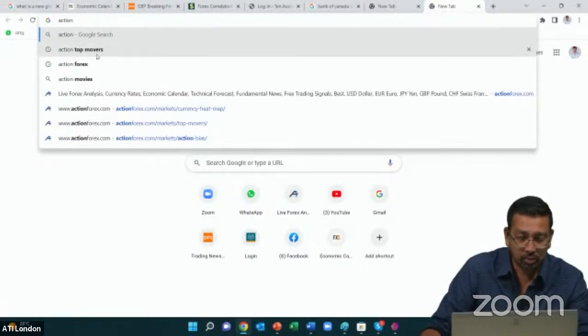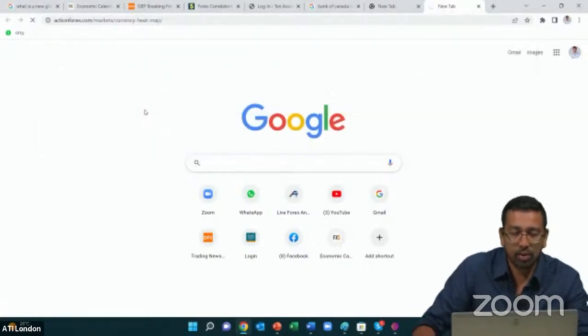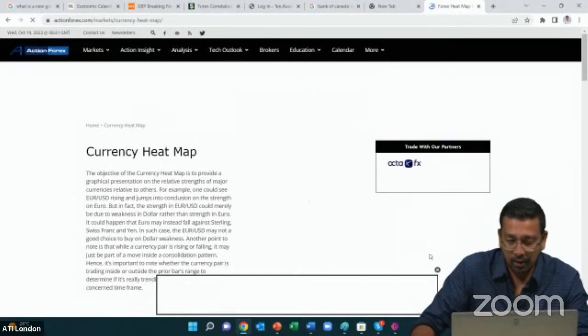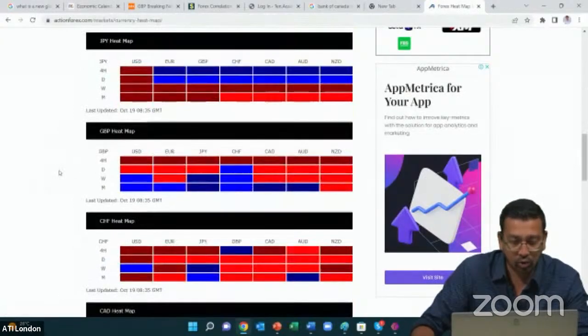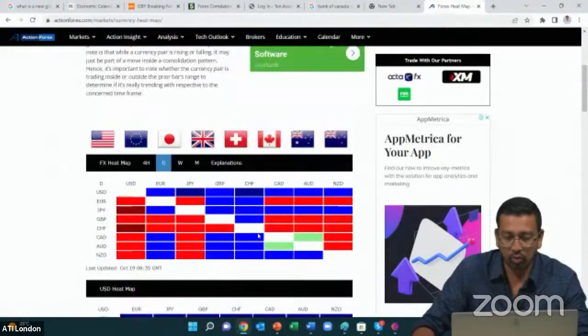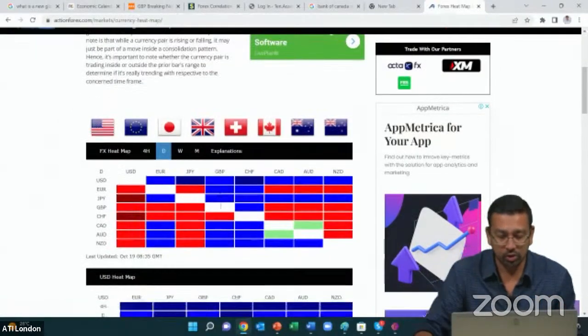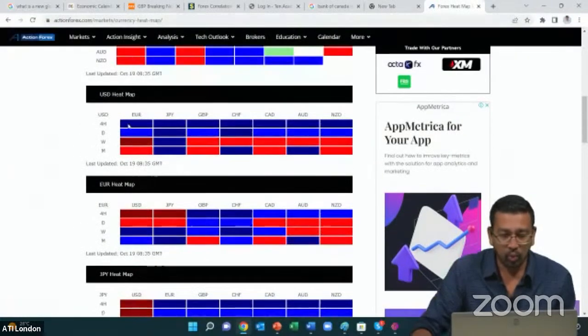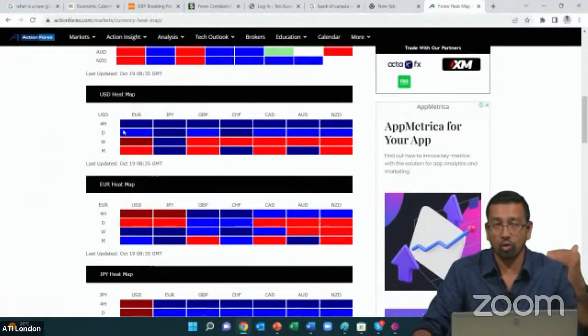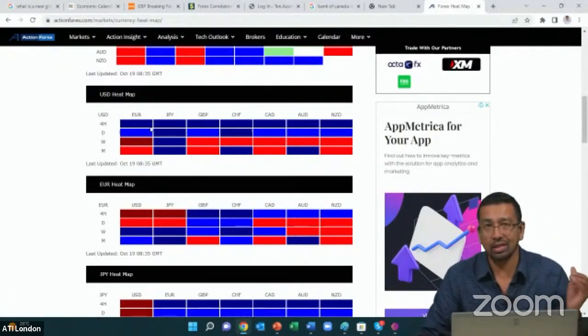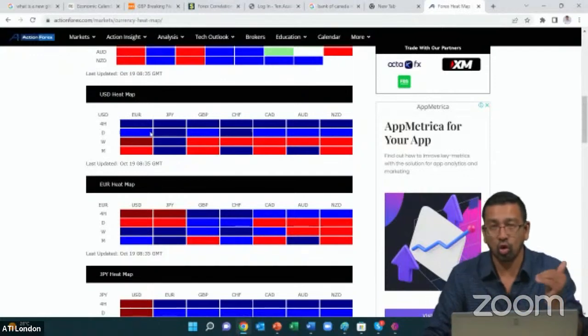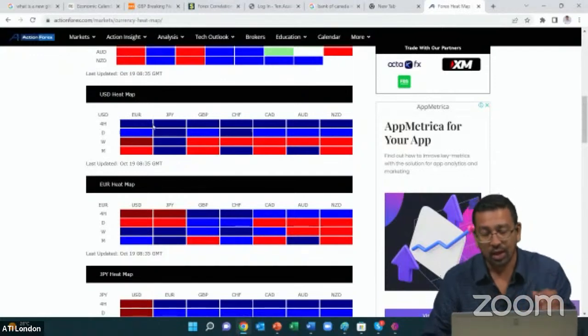So here, for example, if I were to go to the heat map here on Action Forex, I just want to look at Canada as well, right? So if I go on to the generic one right here, it's all mixed up colors, as you guys can see. But then when you go on to USD against JPY, see, we start off with the currency on the left again. So USD versus JPY, USD is more strong or stronger in terms of its bullishness against the JPY.